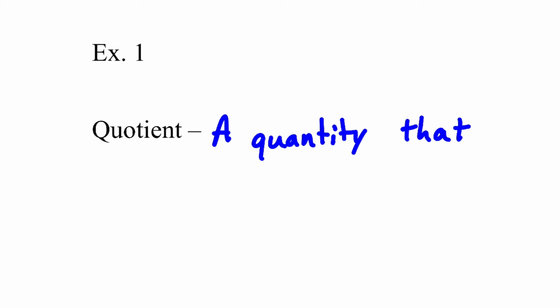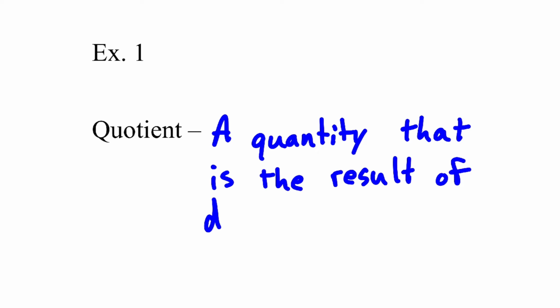Here, we're going to focus on how rational numbers are interpreted as quotients. Let's look at example 1 for the definition. Quotient is defined as a quantity that is the result of dividing two numbers.